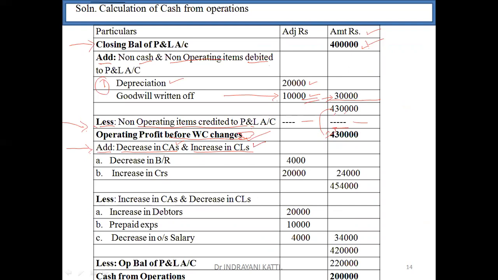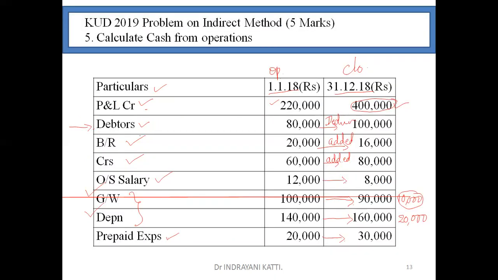That's why when we looked into these two items, current assets and current liabilities, the difference, however, we have taken here as decrease in bills receivable, right? So what is the decrease in bills receivable? Look here, decrease in bills receivable 20,000 minus 16,000. How much is decreased? 4,000 rupees is decreased.